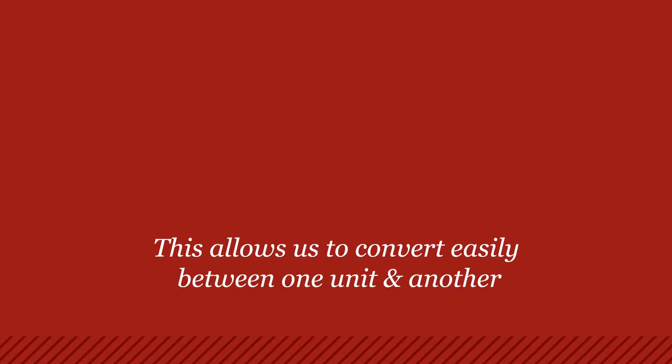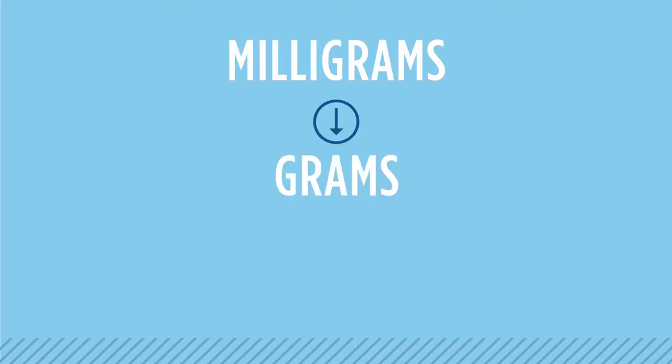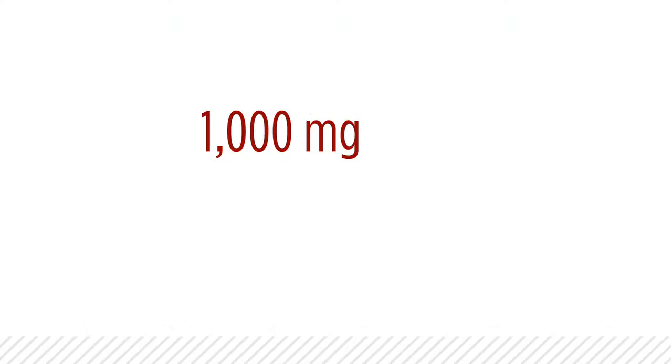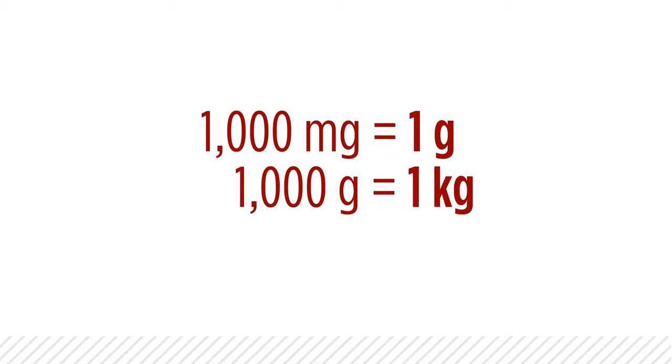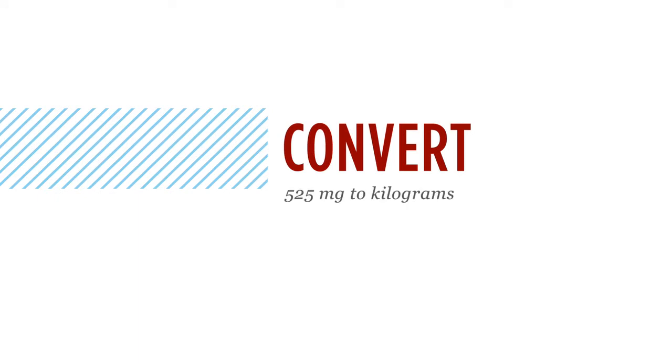This allows us to convert easily between one unit and another. If we think about milligrams to grams to kilograms, it takes 1,000 milligrams to equal 1 gram. It takes 1,000 grams to equal 1 kilogram. This allows us to do a simple problem. Let's convert 525 milligrams to kilograms.